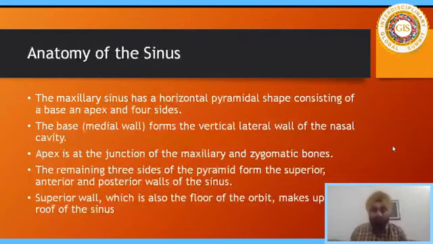The anatomy of the sinus is unique and must be understood before anybody jumps onto maxillary sinus lift. The maxillary sinus has a horizontal pyramidal shape consisting of a base, an apex, and four sides. Now imagine it three-dimensionally. The base, the medial wall, forms the vertical lateral wall of the nasal cavity. The apex is at the junction of the maxillary and zygomatic bones. The remaining three sides of the pyramid form the superior, anterior, and posterior walls of the sinus. The superior wall, which is also the floor of the orbit, makes up the roof of the sinus.